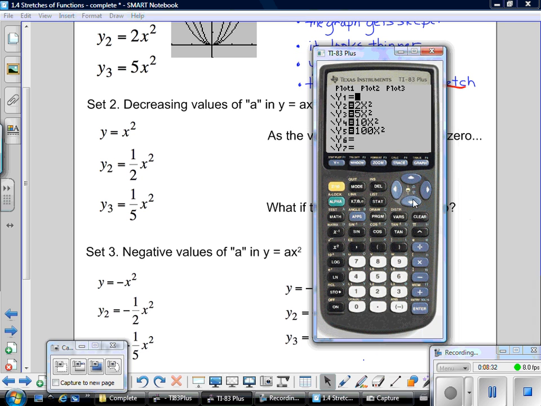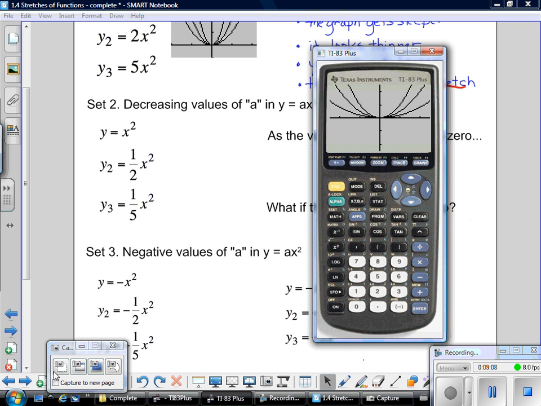So first of all, I'm going to clear all of these. It happens when you enter so many of them. And I'm going to, again, start with my x squared so we have something to compare to. I'm going to put 0.5x squared, and the 1/5 is the same as the decimal 0.2x squared. And this time, look what happens. The first one is our x squared, so they graph in order. And you can see that this time it's become flatter.